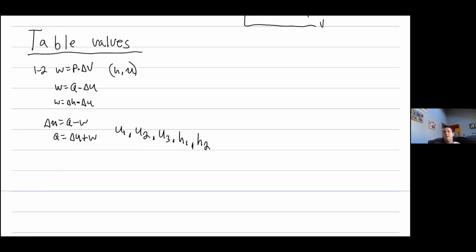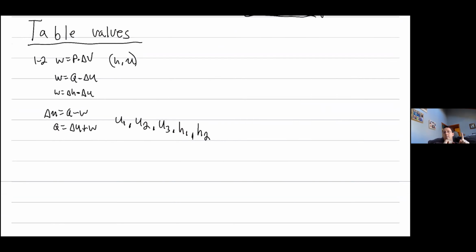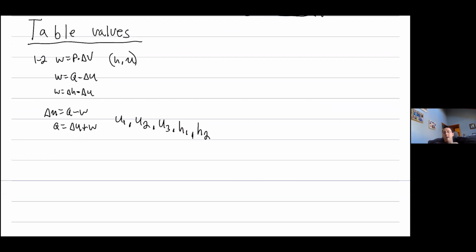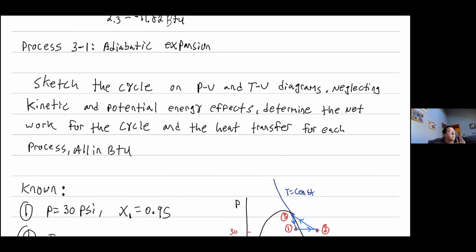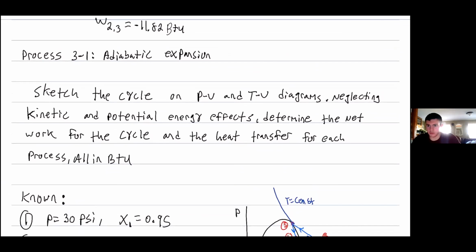Okay. Now to go from 3 back to 1, how do you do that? Well, it's adiabatic, right? So what does that mean? That means Q is 0. Heat Q is 0. So what is the work equal to? Change in internal energy equals negative work.